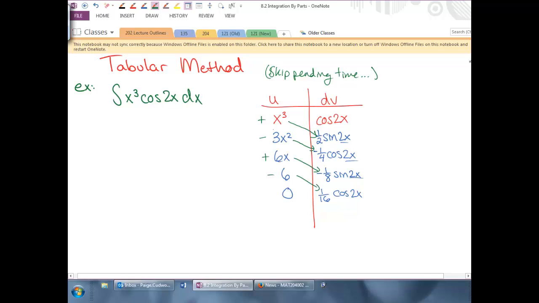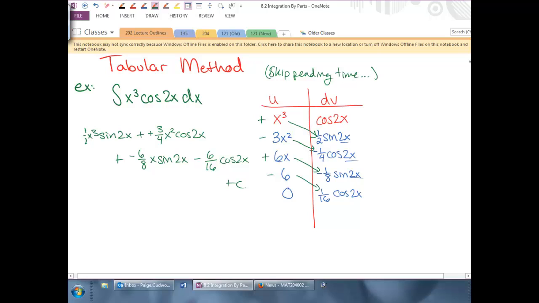So putting all this together, I've got a positive x cubed times 1/2 sine 2x, and then a negative 3x squared times negative 1/4 cosine 2x. So that one actually becomes positive. And then a positive 6x times negative 1/8 sine 2x. And then finally a negative 6 times 1/16 cosine 2x. And then throw on your plus c at the end.